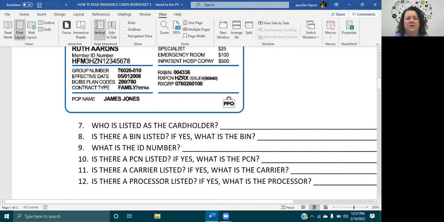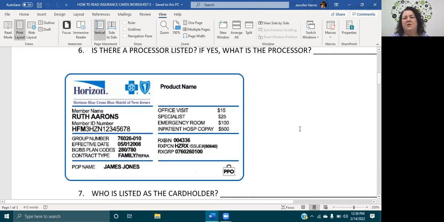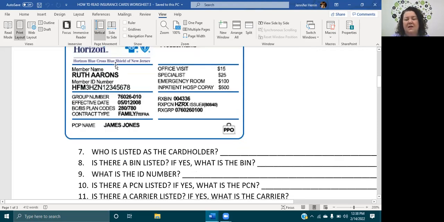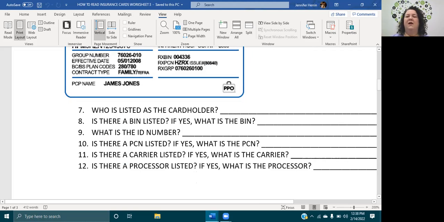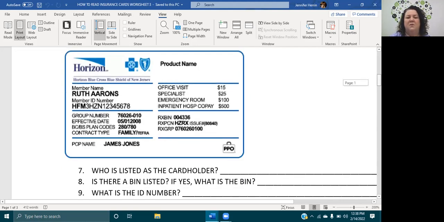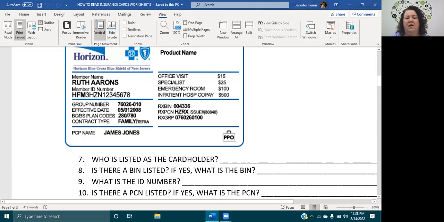And number 12, is there a processor listed? If yes, what is the processor? Do your best with that one. I would still put Blue Cross Blue Shield there, just simply because they are listed. However, as you get more and more familiar with insurance cards, and you will not be counted for this throughout the courses of these worksheets, you will quickly learn that Blue Cross Blue Shield is provided through a processor called Prime Therapeutics. But that is nowhere on this card, which is why I won't hold you responsible for that. So in the meantime, when you're unsure, just go ahead and rewrite that insurer's or carrier's name.